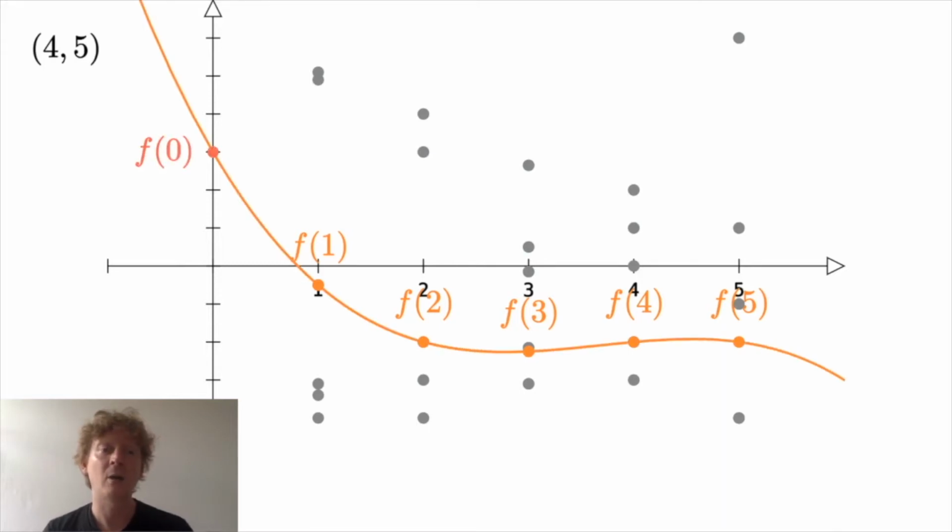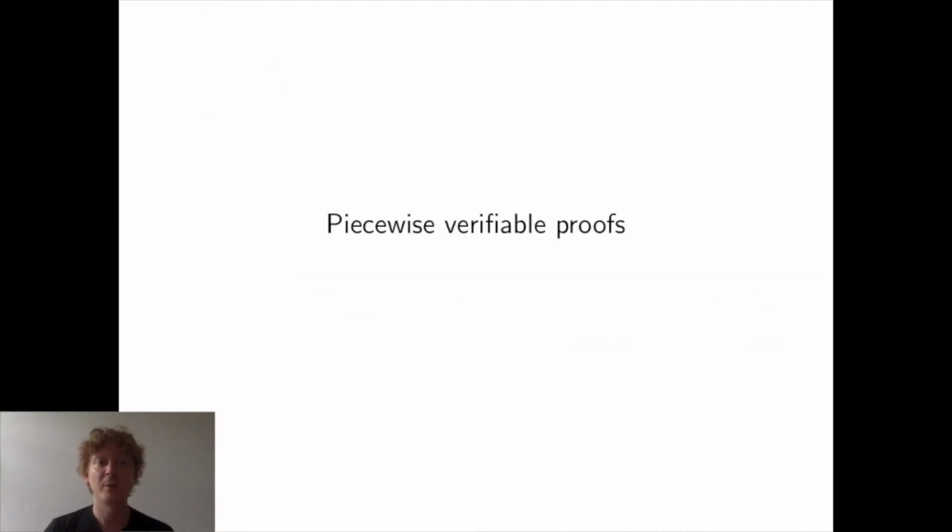Okay, so how can the players verify that their share is indeed correct without revealing it? How does player 1, for example, know that it has the correct share and that it was not given some wrong information by any of the other players? This is where one of our main results comes in: piecewise verifiable proofs.